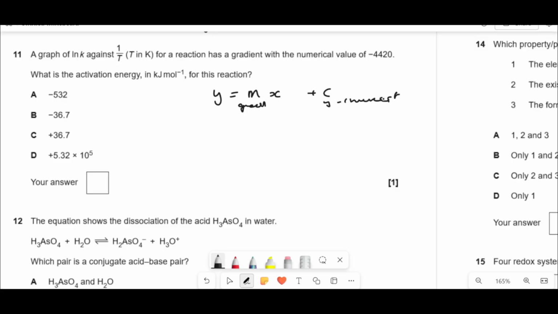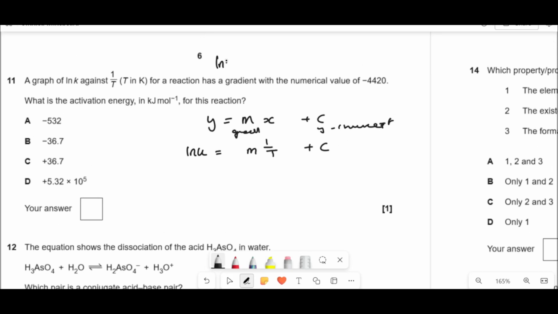So what you do is you just look at what they've told you in the question and what's become what. The y has now become ln k, right? And your x has become 1 over T. We still have something times this, your gradient, plus c. The formula that you know and are given is ln k equals minus Ea over RT plus ln A. All you do is you compare this to this and see what the missing parts are.